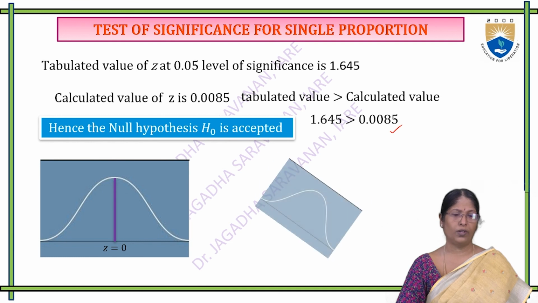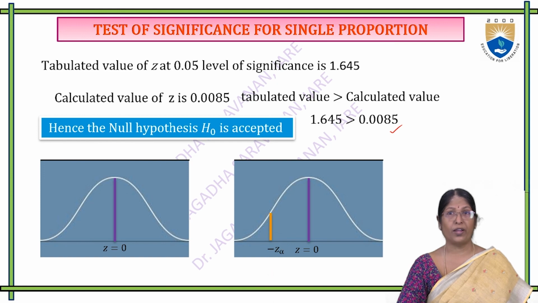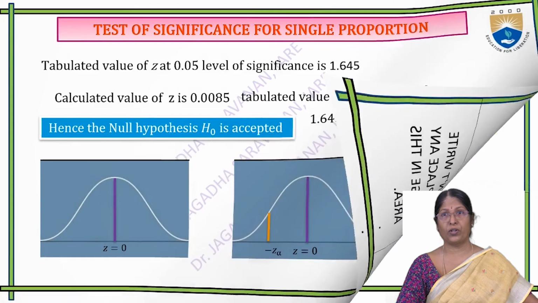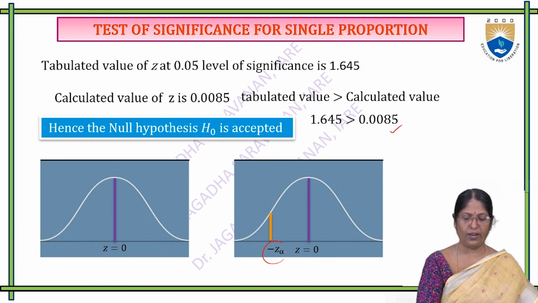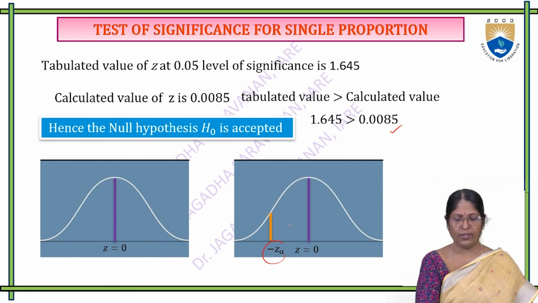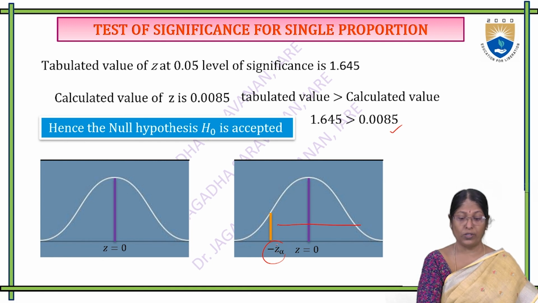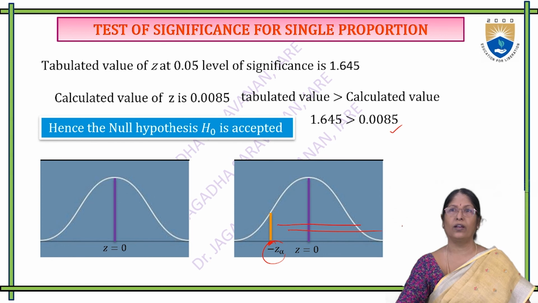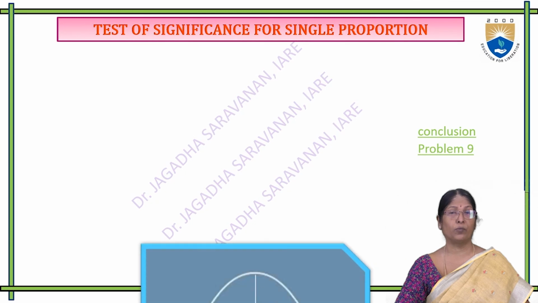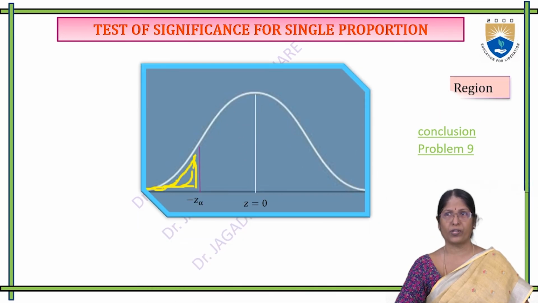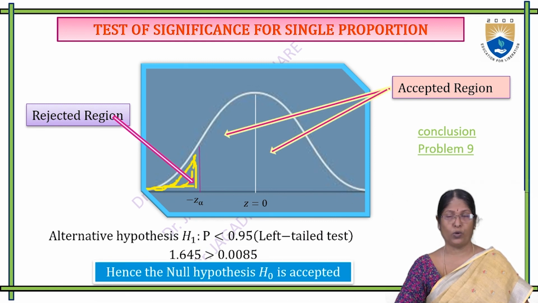Under the normal curve, the total area is 1, and earlier we had taken the two-tailed test. Here in this particular problem, we have taken the left-tailed test. It's not two-tailed, it's left-tailed, that is minus Z alpha. From this particular point, the whole region to the right side is accepted, and this region is rejected. We can see it more clearly in this graphical representation, a clear picture, so we get the output in a better way.